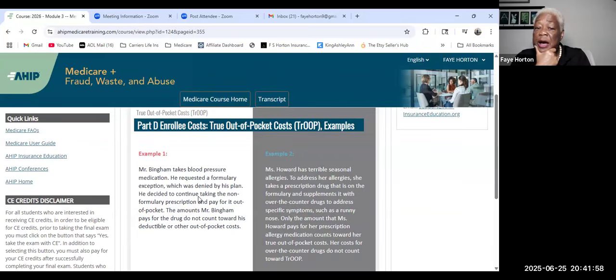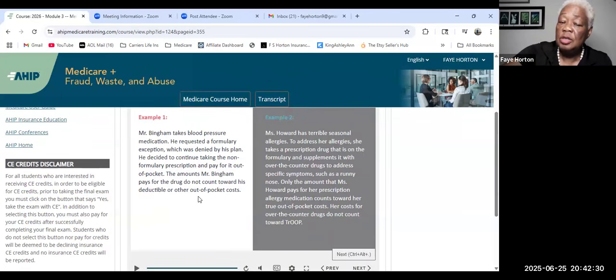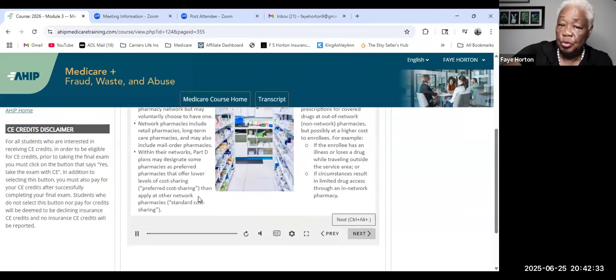Example 2. Mrs. Howard has terrible seasonal allergies. To address her allergies, she takes a prescription drug that is on the formulary and supplements it with over-the-counter drugs to address specific symptoms such as a runny nose. Only the amount that Mrs. Howard pays for her prescription allergy medication counts towards her true out-of-pocket costs. Her costs for over-the-counter drugs do not count towards the TROOP.